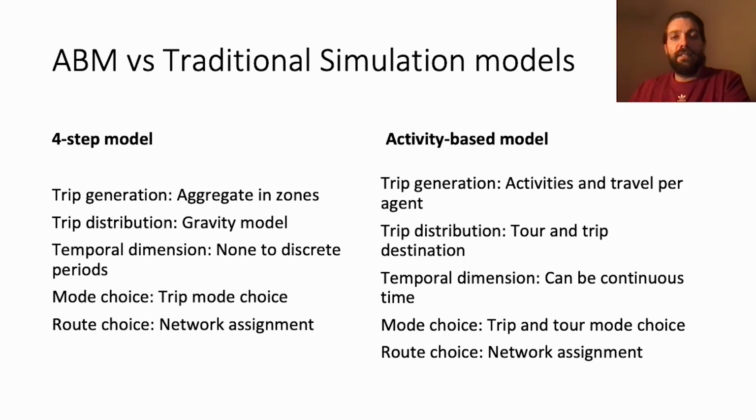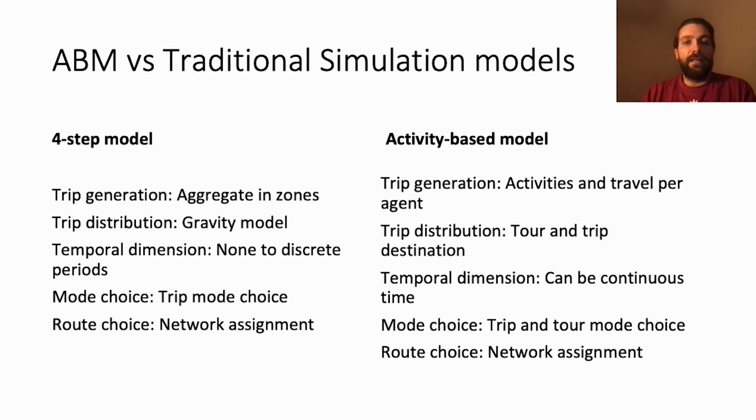On the other hand, the activity-based model focuses more on the disaggregate demand for travel. So the trip generation analogy in the activity-based model is the activities and travel generated per agent. So the demand is generated on a disaggregate level, on an agent-based level, based on characteristics of the agents and the household. Then both the distribution and the mode choices are done in a trip, mode and tour context. So we have some more detail, and we have a chain of trips which constitutes the tour. And this way we can add more dependencies and more constraints in the mode choice and distribution models of the simulation.